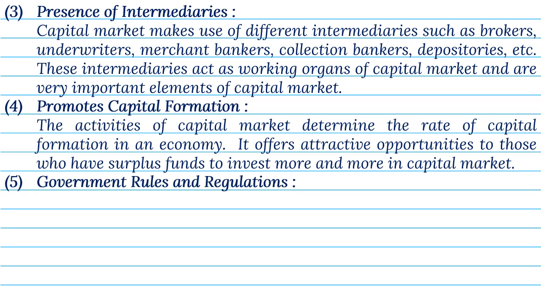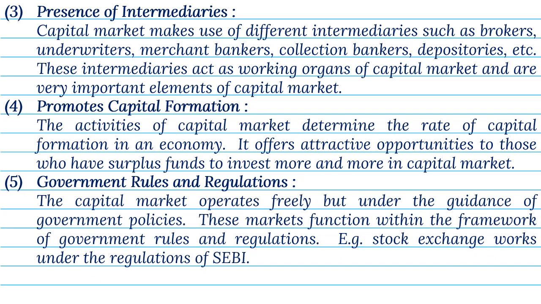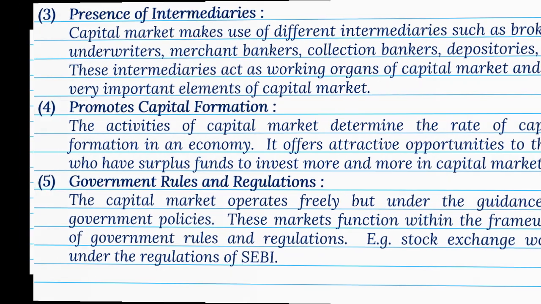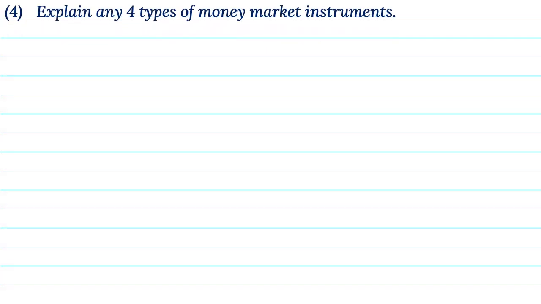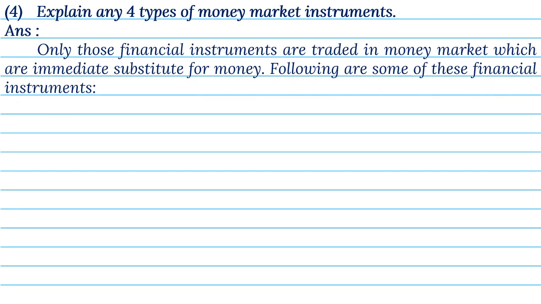5. Government rules and regulations. The capital market operates freely, but under the guidance of government policies. These markets function within the framework of government rules and regulations. For example, stock exchange works under the regulations of SEBI. 4. Explain any 4 types of money market instruments. Answer. Only those financial instruments are traded in money market which are immediate substitutes for money. Following are some of these financial instruments.